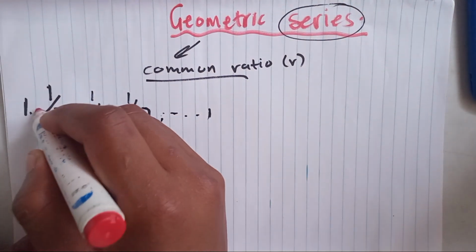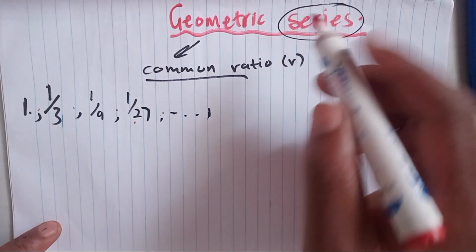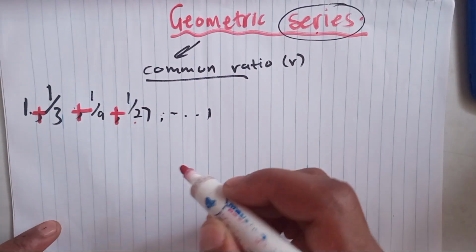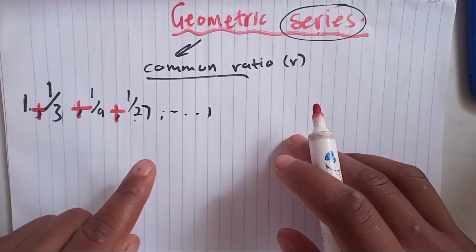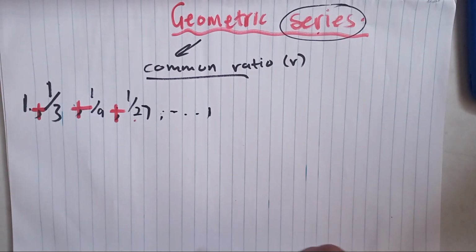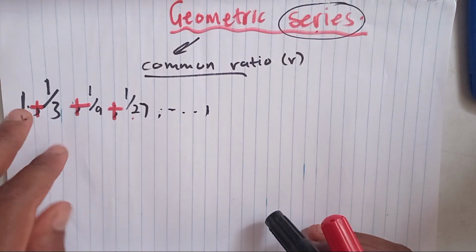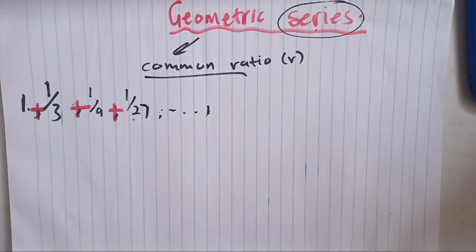A sequence is denoted by commas like this. But since we are referring to a series this time, we're going to use a plus sign in between the terms. So this one will be a series. A series is the sum of all the terms. I hope you understand that. So in a geometric series, the terms are separated by a plus sign, because a series is the sum of all the terms.